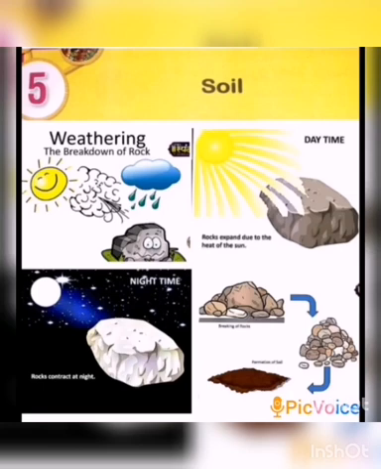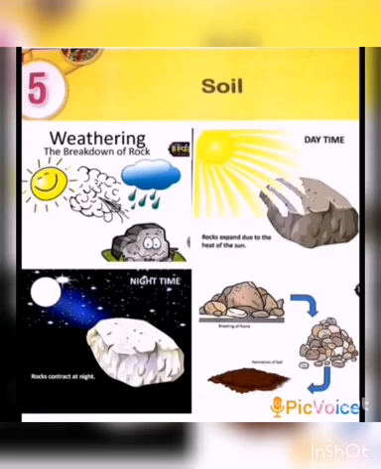What is weathering? The rocks expand due to the heat of the sun, and then they contract at night. The big pieces of rock are broken down by wind and water into smaller pieces till we get a fine powder. This process is called weathering.